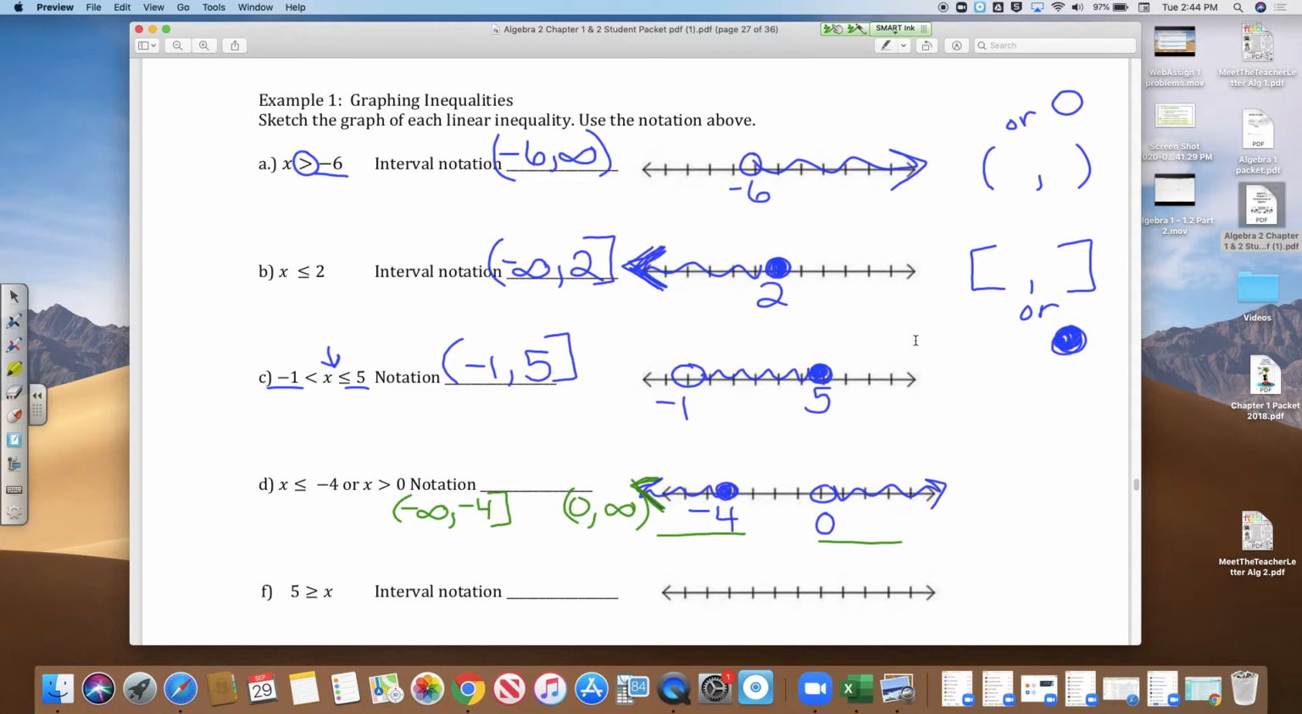Now, the technical way to hold these two things together is using a capital U, which stands for union. It pulls these two parts of the graph together with one solid answer. So that would be your notation.